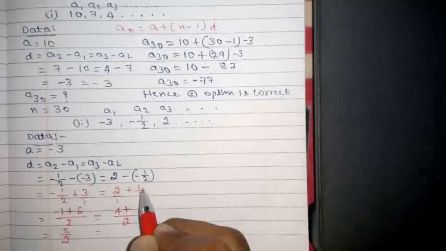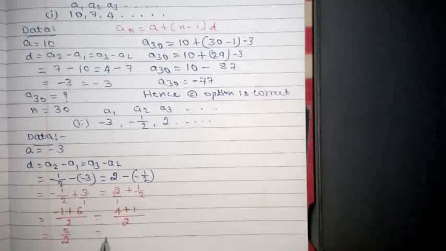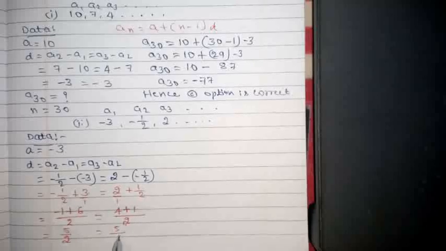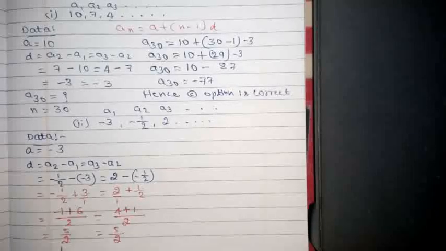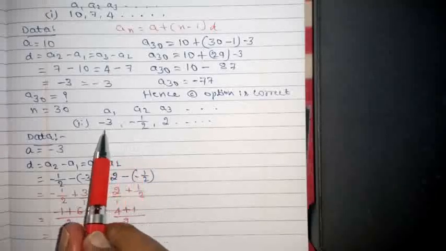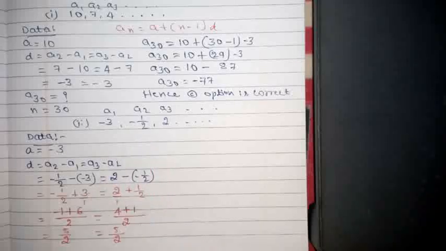Now multiply 1 to the numerator, 1 ones are 1, so that's equals to 4 plus 1 is 5 by 2. Here also 5 by 2, here also 5 by 2, so therefore the common difference is the same, nothing but fixed numbers are same, so therefore you can directly say that these terms are AP terms, right children?